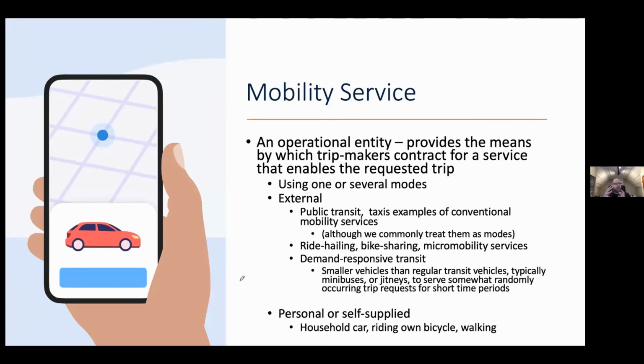Taking that up to a level of aggregation, we may then, or we do already, have what we would consider mobility services: operational entities that provide some means by which the trip maker can contract for a service to enable a requested trip. They've got their origin set, destination in mind. How can I complete that A to B trip? A mobility service provider can provide that mobility to complete the trip. It might be using one, or several different modes of transport.